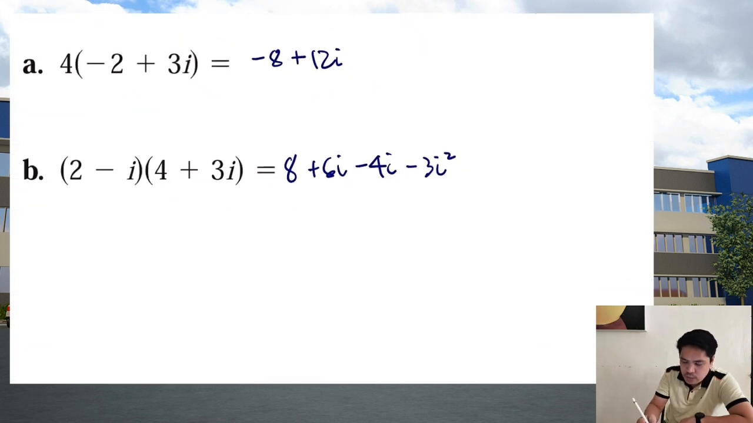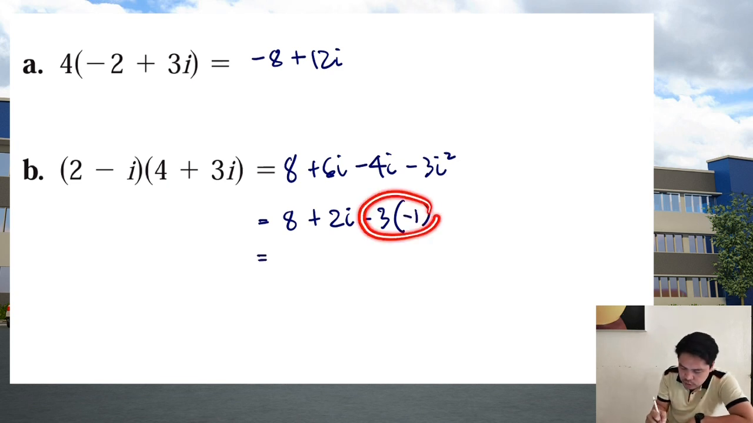Remember that the definition of i is the square root of negative 1. Hence, i squared is negative 1. So therefore, this is just negative 1. We'll write this as 8 plus 6i minus 4i. Let's combine these two. 6i minus 4i, that would be 2i, plus 2i minus 3 times i squared, and i squared is just negative 1. So this would be positive 3 added to 8, that would become 11. So 11 plus 2i is our final answer.